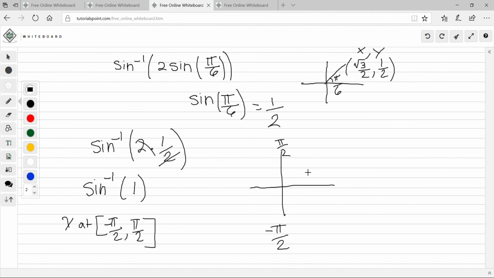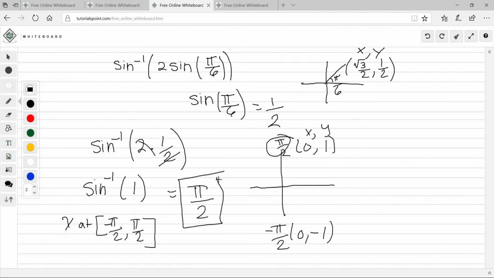So sine inverse of 1, let's try pi half. So the coordinates of pi half is 0, comma 1, right? Yeah, so pi half works. Does negative pi half work? No, because it's 0, comma negative 1. We want a positive 1. So sine inverse of 1 is just pi halves. That's our final answer.